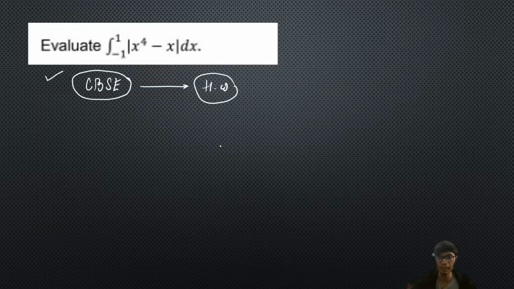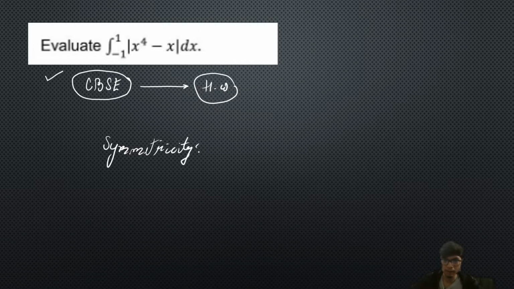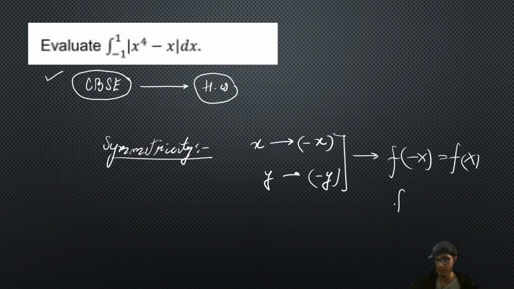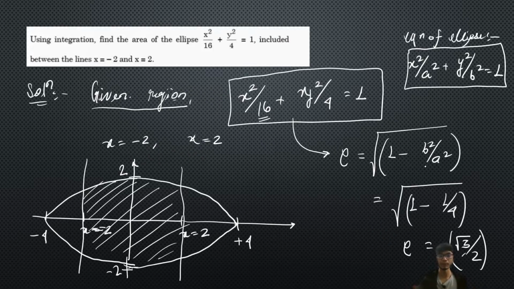Let me discuss over here. Symmetricity: in place of x you can put minus x, and in place of y you can put minus y. If you evaluate with x equals minus x and y equals minus y, you're going to get the same equation. So that is basically even in x as well as even in y. If you separate this ellipse equation into x and y, you will find out that it is even in both x and y.